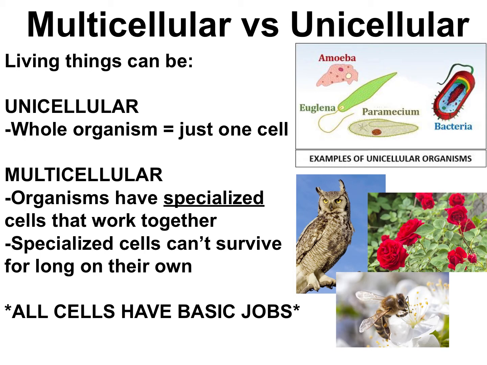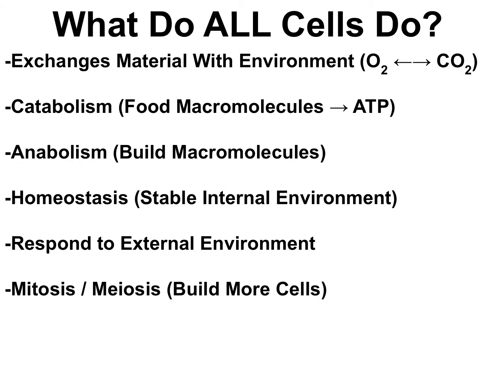But regardless of whether the cell is from a multicellular or unicellular organism, every cell has some basic jobs. What does every cell do? Well, every cell exchanges material with its environment. And a lot of those exchanged materials are used for, or waste products from, metabolic reactions, catabolic reactions, and anabolic reactions. Every cell maintains a relatively stable internal set of conditions, which is called homeostasis. Cells respond to changes in their external environment, and cells make other cells by mitosis or meiosis, or binary fission in the case of bacteria.